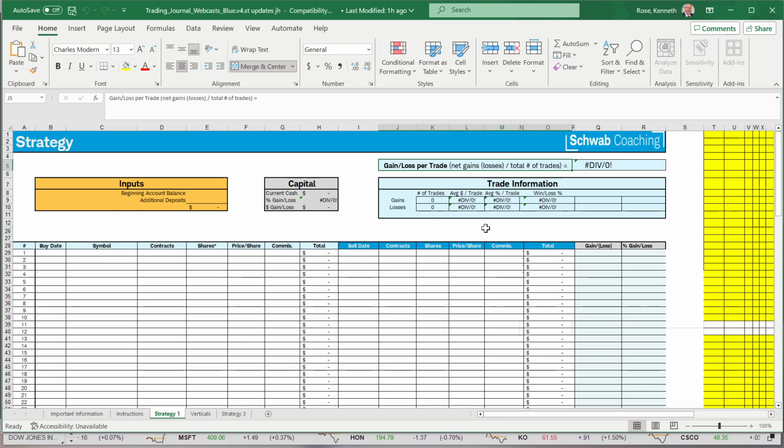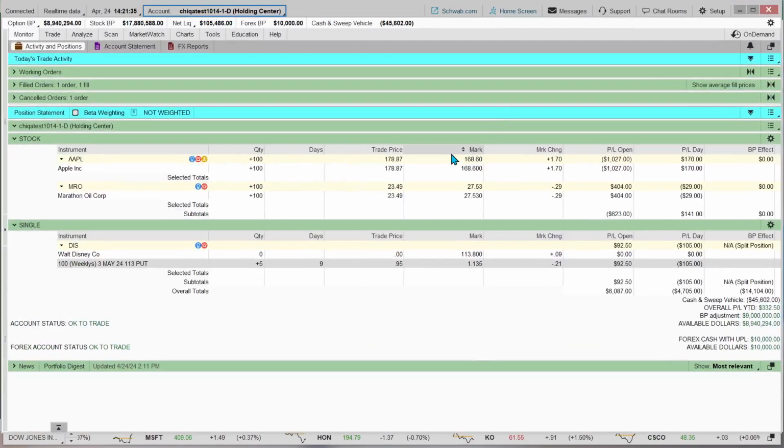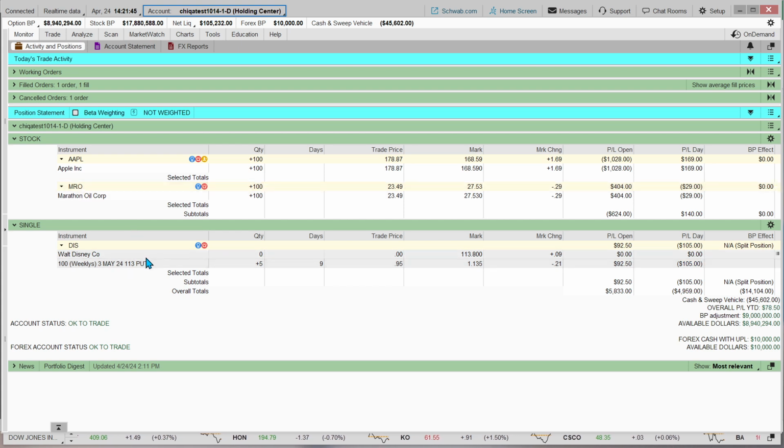To do that, we're going to actually pull up the Thinkorswim platform here so we can look at some examples. This is, by the way, the downloaded Thinkorswim software. And here I have two stock trades. I have a trade on Apple and I have a trade on Marathon Oil. And I also have an option trade right here.